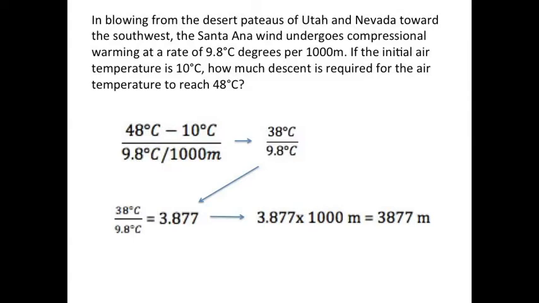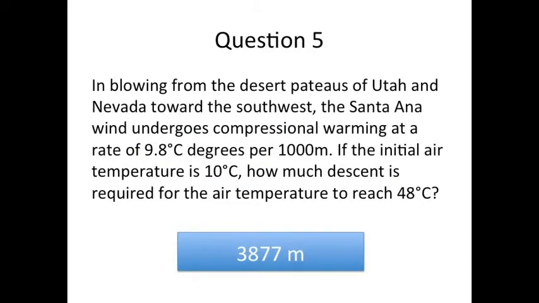So you're going to want to take the difference between the two temperatures. You want to subtract the smaller one from the larger one and divide that by the rate of change, which is 9.8 degrees Celsius. This gives you 3.877. You want to multiply that number by 1,000 meters because that is the rate of elevation change. This gives you 3,877 meters. Therefore, the answer to this problem is 3,877 meters.